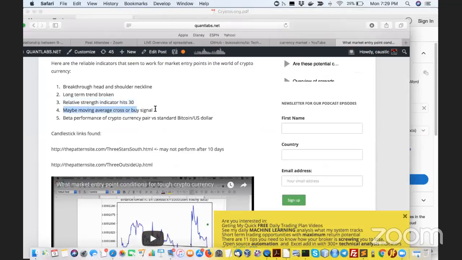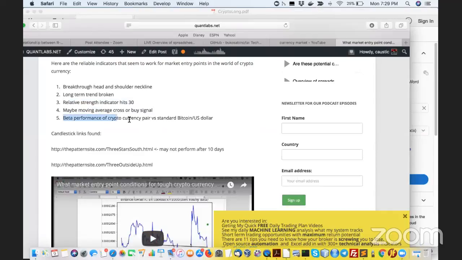Also, see, as I say here, maybe the moving average cross for a buy signal. I can't say if that's 100% working, but it's a factor that you can use. But I put maybe, and as I said before, I put a lot of emphasis on it. It just doesn't seem to work as well as these other ones.